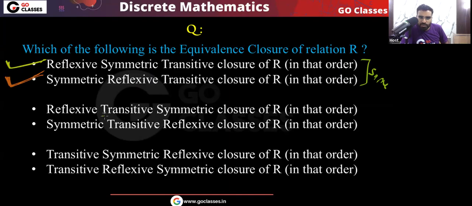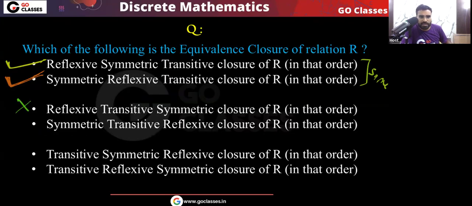Notice one thing. Transitive, symmetric, I cannot exchange. Yes or no? Transitive, symmetric, this order I cannot change. I told you symmetric closure, transitive closure are not commutative. You cannot change their order. Do you remember? Symmetric closure, transitive closure, they are not commutative. You cannot change their order. So this is no.